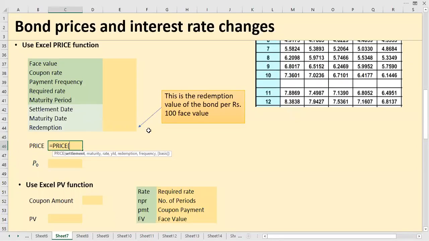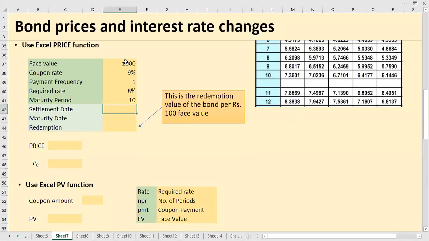So first we need to find out these variables. Face value, as we know, the face value of our example is 1000 rupees, and the coupon rate, obviously, we know it was 9%. Payment frequency is 1, because it is a yearly coupon bond, one coupon per year. It is not semi-annual. If it is semi-annual, you have to put 2 as the payment frequency. And the required rate of return in the previous sum was 8%. And the maturity period was 10 years.